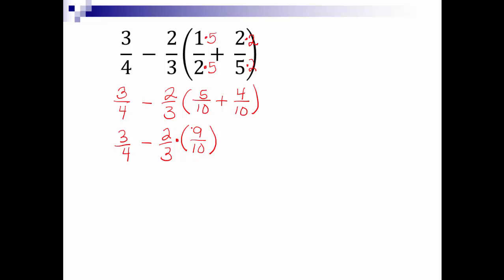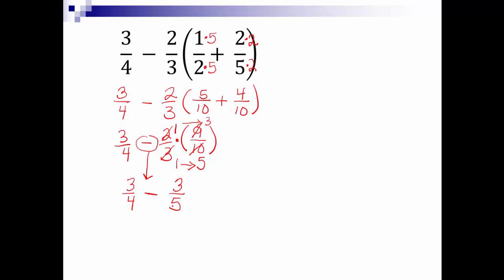I can choose to multiply straight across the top, straight across the bottom, or I can choose to simplify first, and that's what I'm going to do. 3 goes into 3 once, 3 goes into 9 3 times. 2 goes into 2 once, 2 goes into 10 5 times. And then straight across the top, straight across the bottom. 1 times 3 is 3. 1 times 5 is 5. I still have my subtraction sign here. And I still have my 3/4 right out in front.